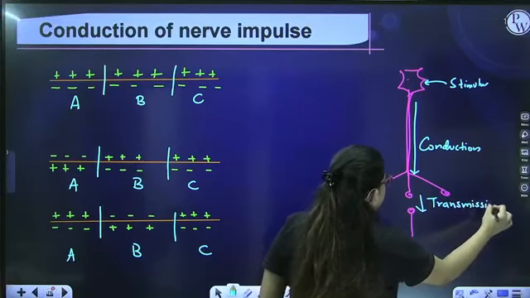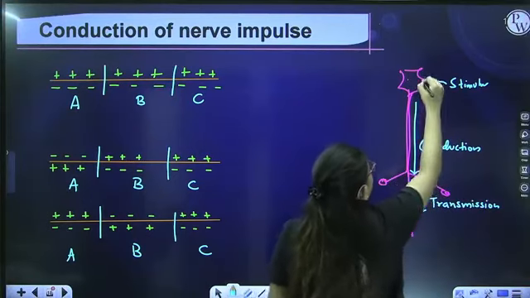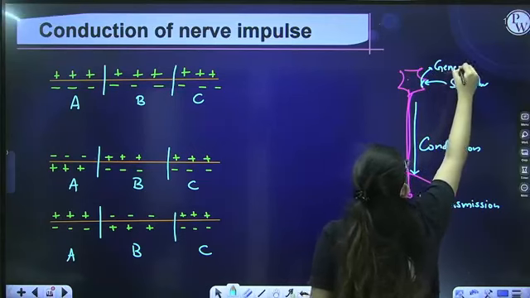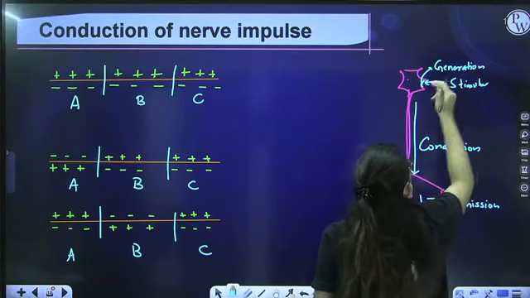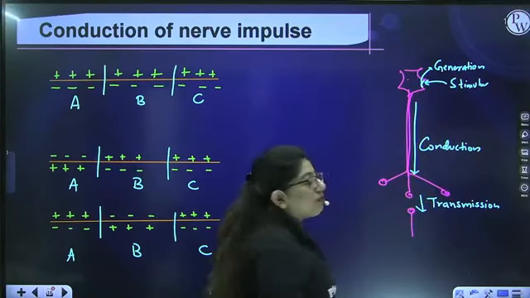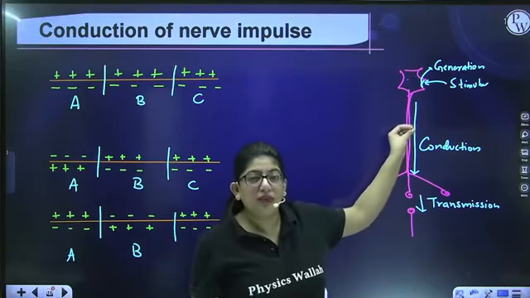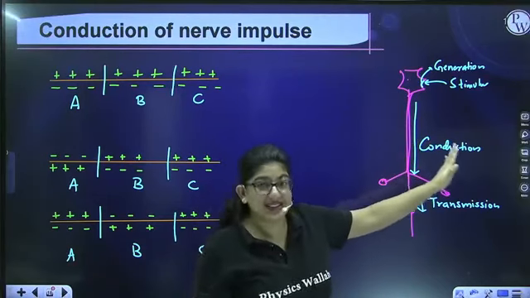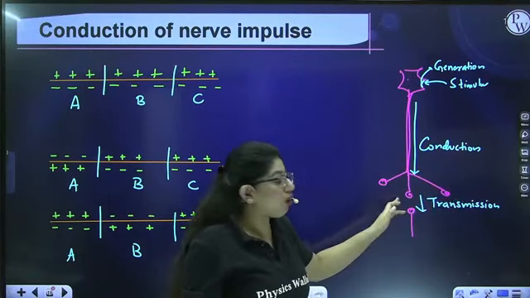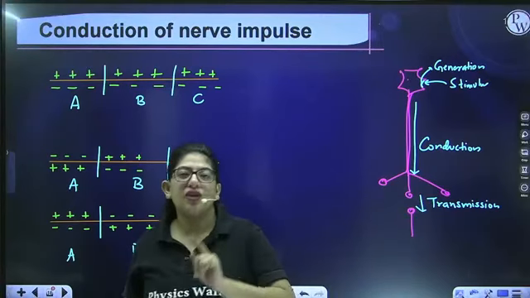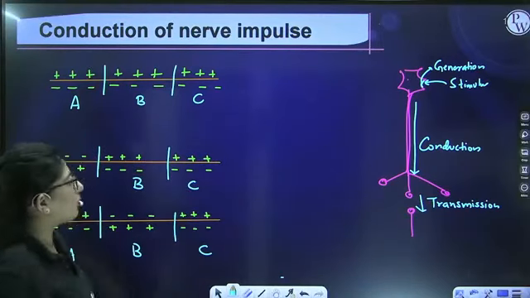Transmission. So, where the stimulus arises, you call it generation of nerve impulse. After generation, how that depolarization wave moves along the axolemma of the entire neuronal membrane is conduction, and how it goes from one neuron to another is transmission. So now we are going to talk about conduction.